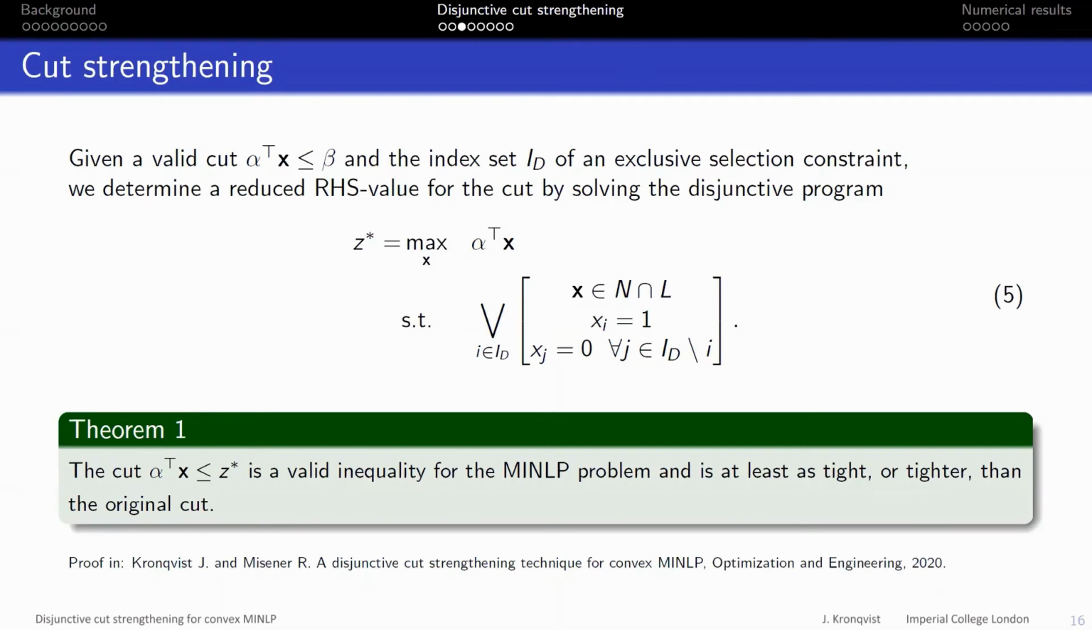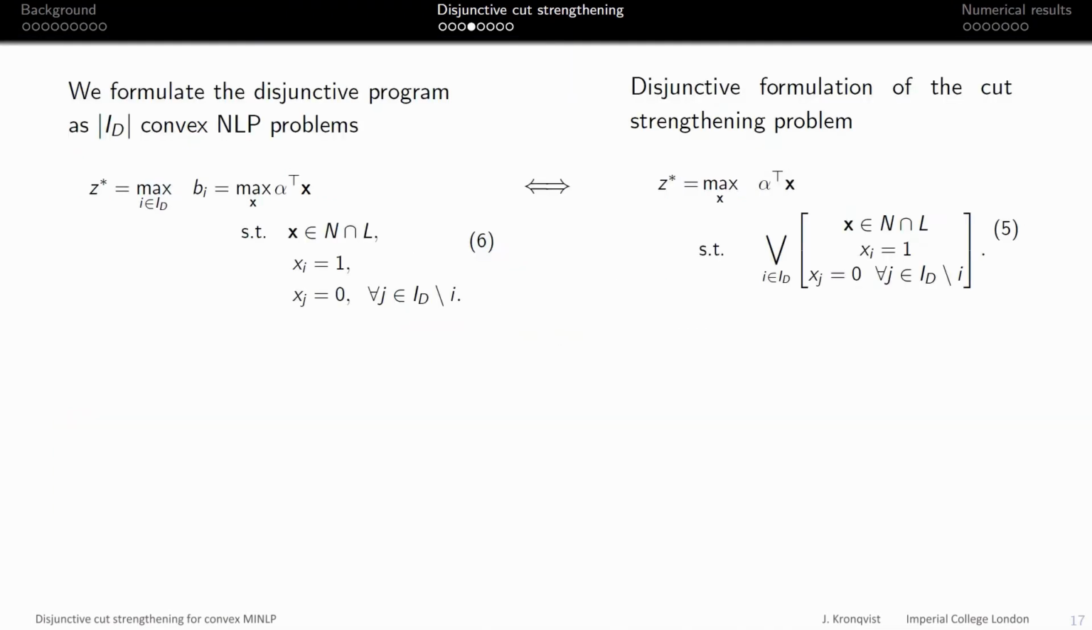Now by solving this problem, we can set the right-hand side value equal to z star, and this will be a valid inequality for our MINLP problem, and this will be at least as tight or tighter than the original cut. However, we do not want to solve this as a disjunctive program. Instead, we will reformulate this as a set of convex NLP problems.